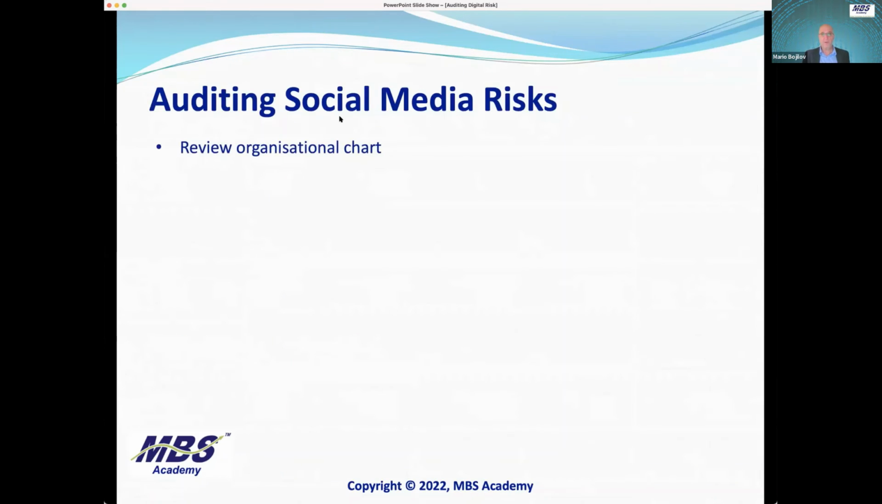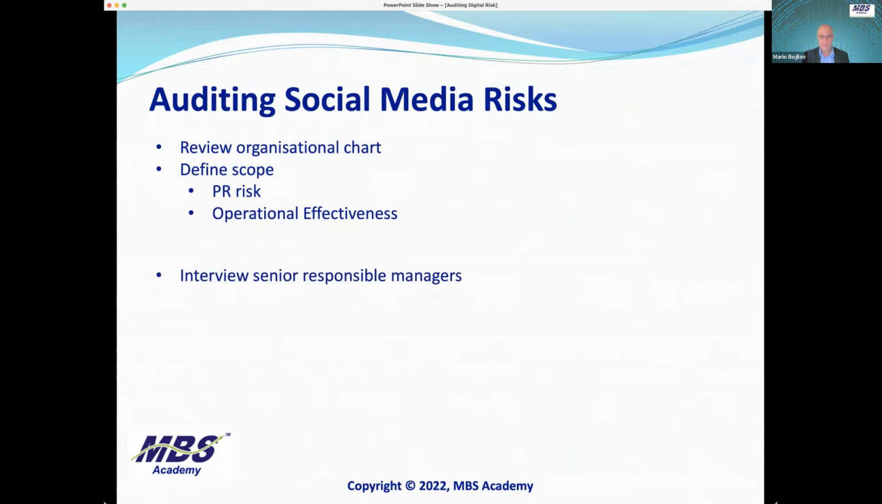Couple of things. This is an audit program that I use in my teams for social media risks. Have a look first at the organizational chart so that we know who we are talking to and who is responsible somewhere in the organization for the social media, not just the immediate line manager. What is the scope of the audit? Are we looking at PR risk, public relations? Are we looking at operational effectiveness, the one where we ask how much money did we spend and what did we get as a result of that?